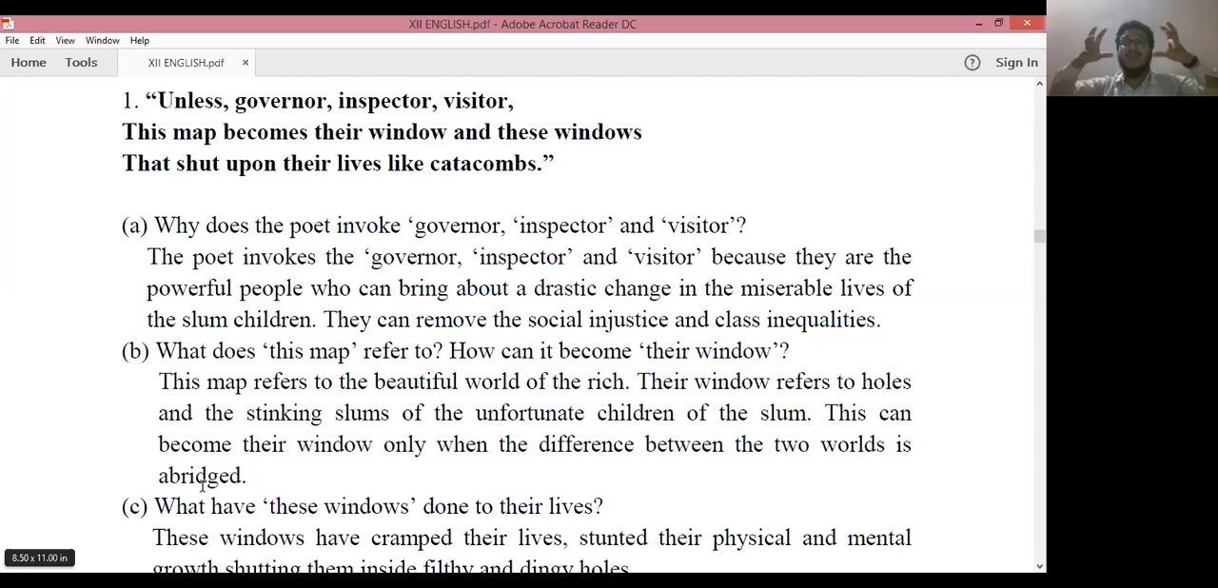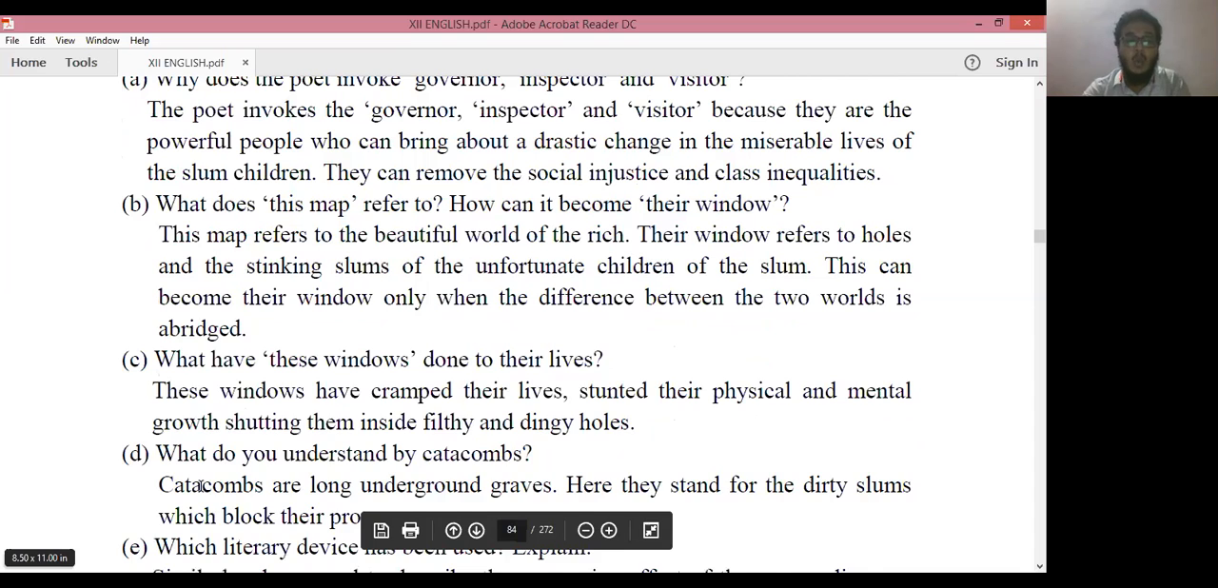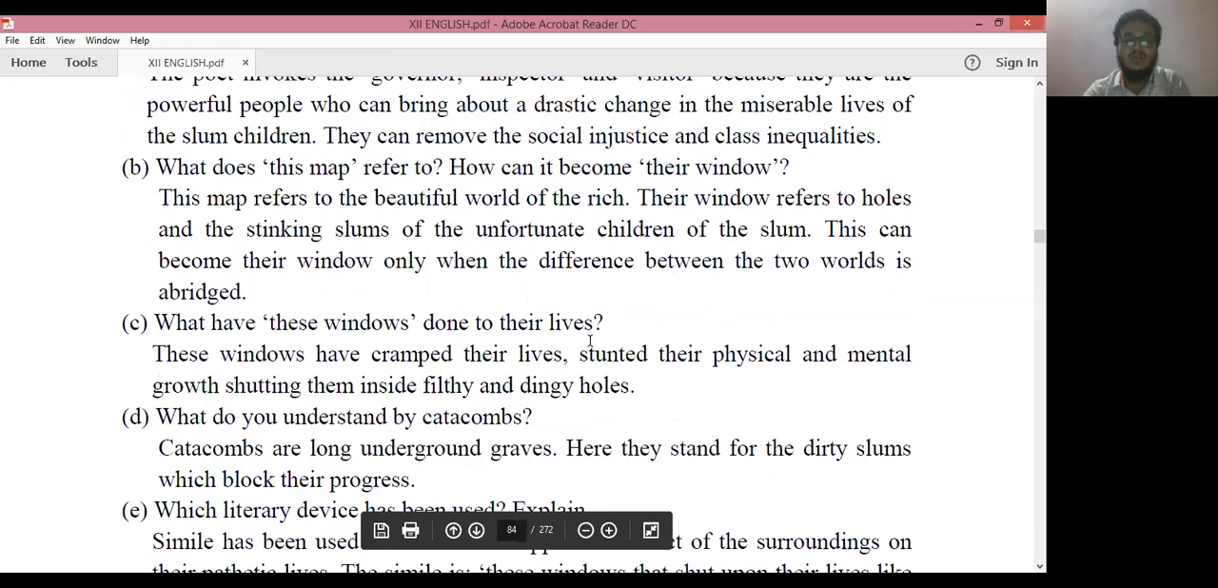Means the difference can then be dissolved. There will be no differentiation. Where these people are living, these people should get equal opportunities. Okay. Next question: what have these windows done to their lives?